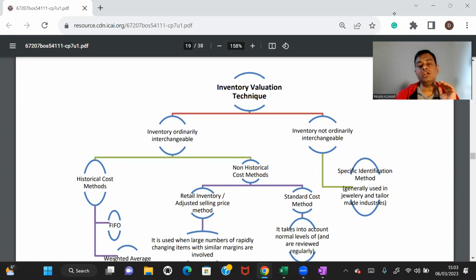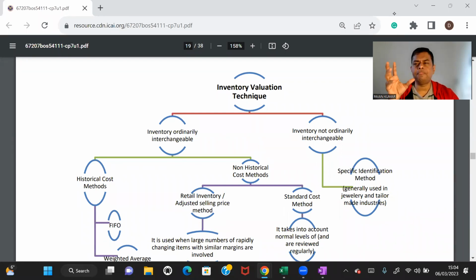You might say, Pavan sir, I have 20,000 pairs of shoes, that means 40,000 shoes I have. But my dear friend, even if all the 20,000 are the same model, they are identifiable, so you cannot follow FIFO or weighted average method. No, you cannot. They use something called specific identification method. That means for each and every shoe among these 20,000 pairs, you will calculate cost or NRV, whichever is lower. So the cost is identified item by item. Normally for jewelry, tailor-made products, shoes like this, and nowadays pharmacy, all these people use specific identification method.